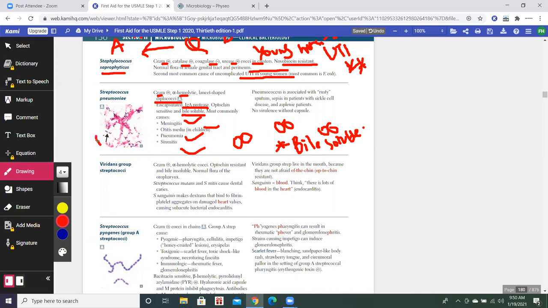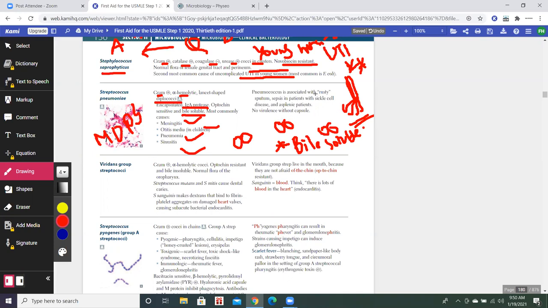So the easiest way to remember this is MOPS, M-O-P-S, okay? Just think about a mop trying to clean the floor. This mop has four letters: M for meningitis, O for otitis, P for pneumonia, S for sinusitis. If you cannot remember what it causes, it's not high yield, so don't worry about this.